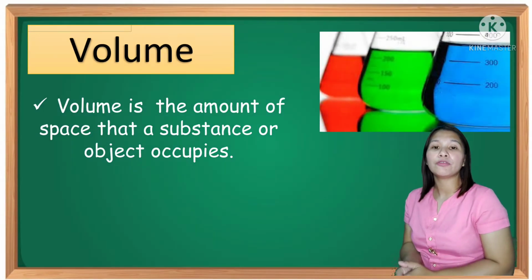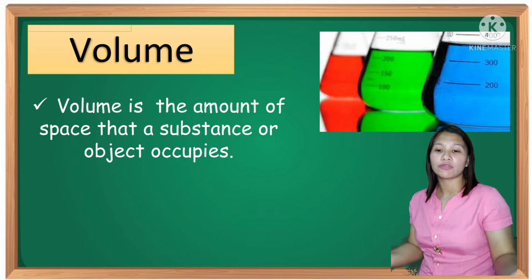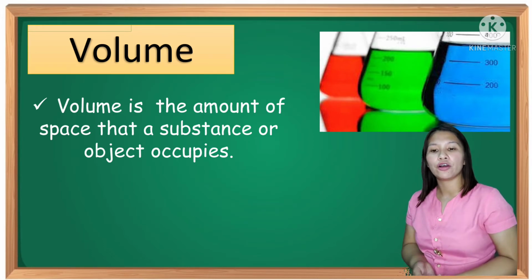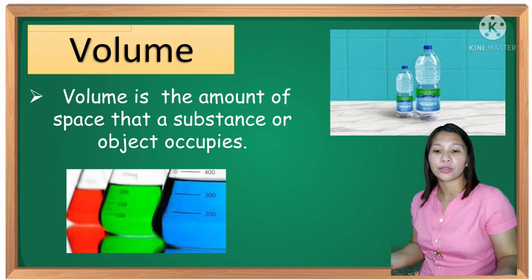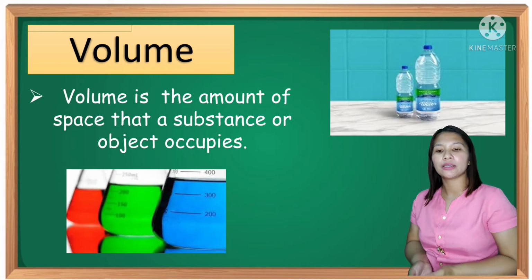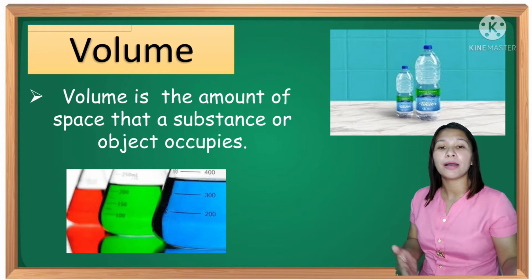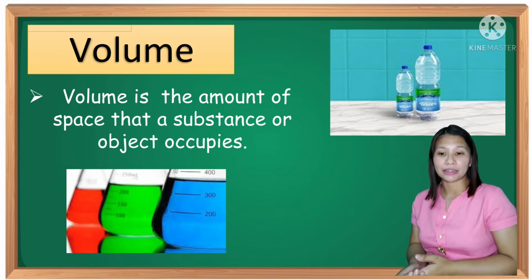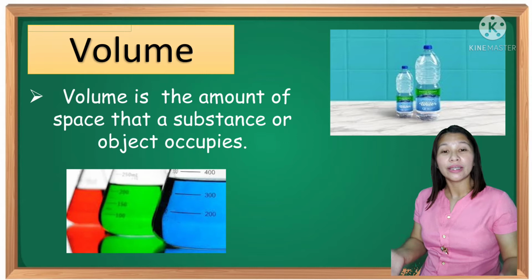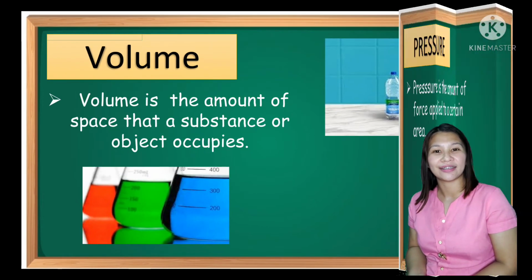Volume is the amount of space that an object or substance occupies. One of the examples of it is when you buy mineral water in a store. When you buy mineral water, which is in a 500 milliliter bottle, the volume of the water is 500 milliliters.